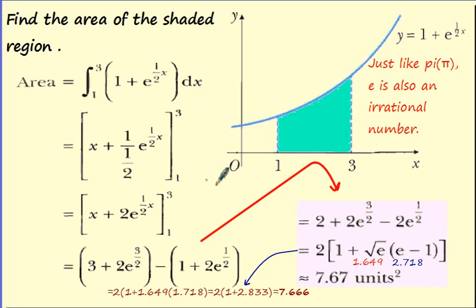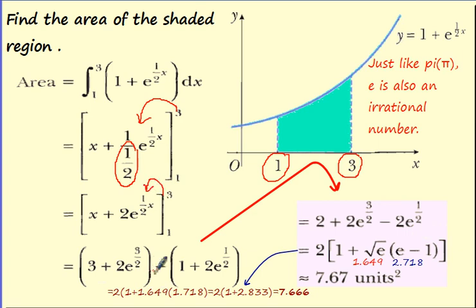Here, find the area of the shaded region again. The range is given 1 to 3, and the function this time is y is 1 plus e raised to half x. So when you integrate, 1 will become x, and this half goes to the denominator, and e raised to remains as it is. Now substitute 3 first. When you simplify, 2 goes up. In the next step 2 goes up, and now we are substituting the value.